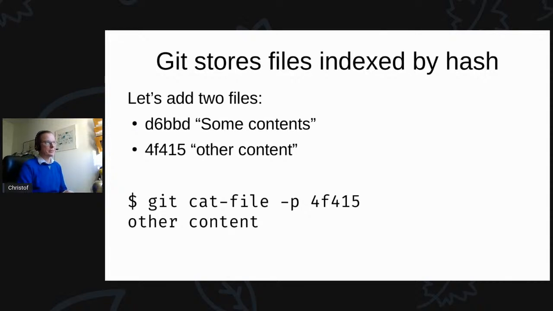So for example, let's build our own repository. We start adding two files, actually one file which contains some contents and some file which contains other content. And we just put it into the database, and this is the hash which is generated for this file. So from now on, we can just access these files using the hash. And as you can see, if I just type git file, it will just give me the file associated with this hash, 4F4115.